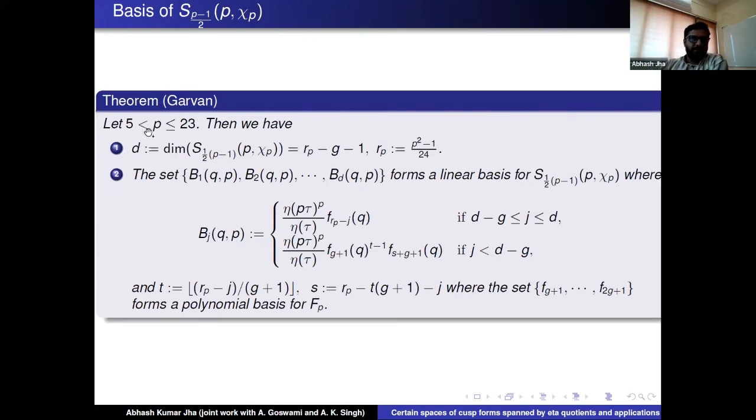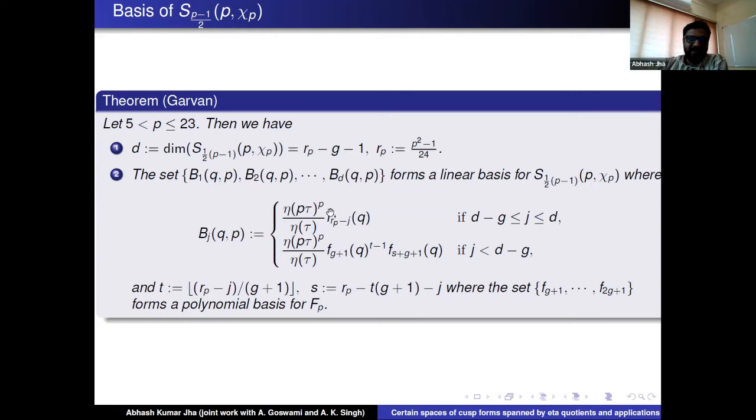So I have a prime P bigger than 5 and less than 23. The dimension of D is given by Rp minus G minus 1. Here Rp is (P square minus 1) by 24, and G was the genus which I have defined earlier. Then this particular set forms a linear basis of the space of cusp forms of weight P minus 1/2 on gamma naught P.